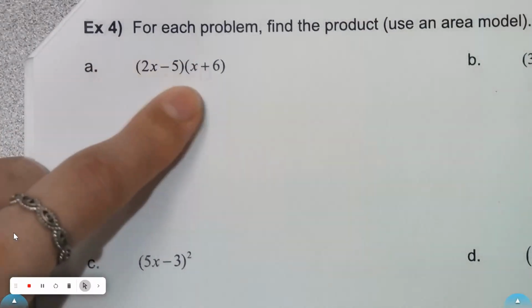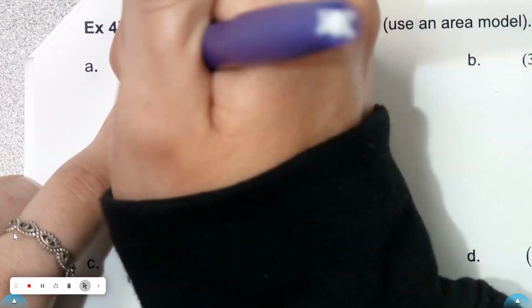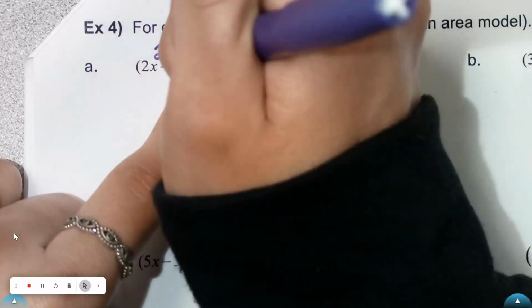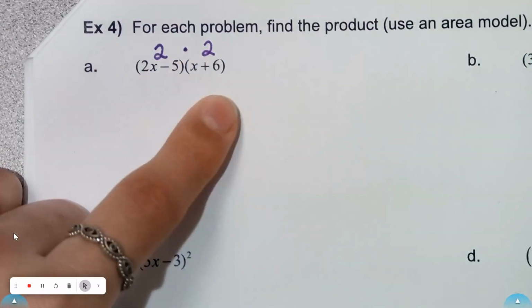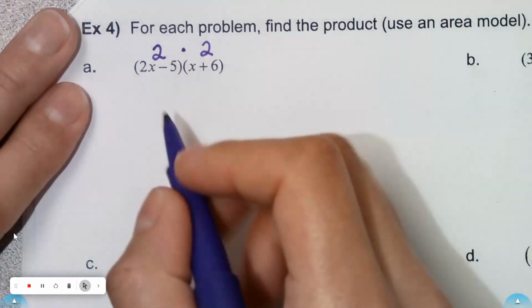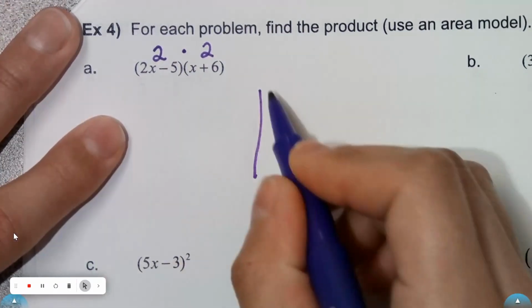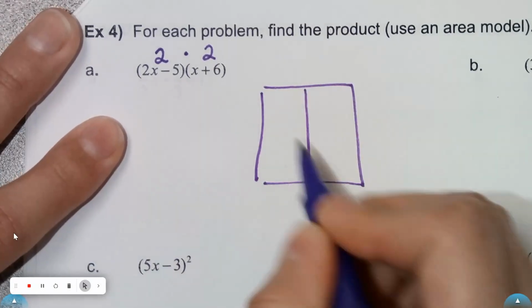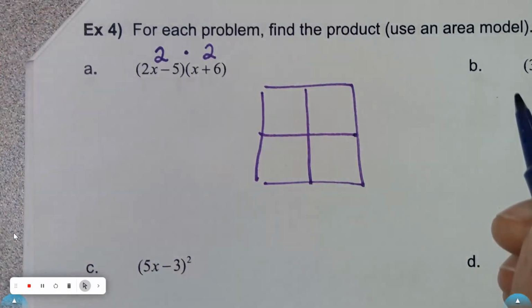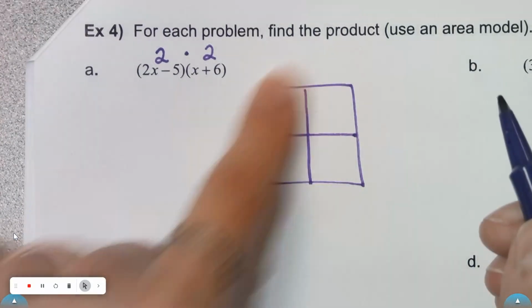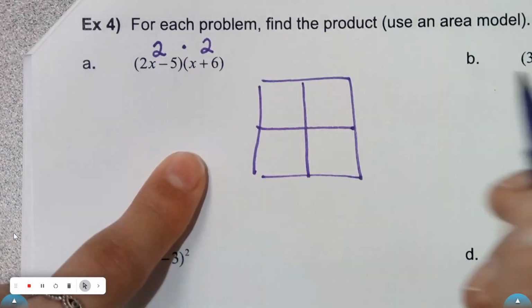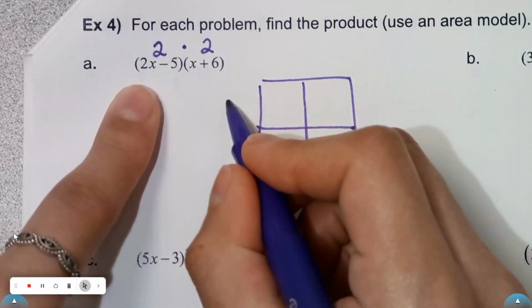think about how many things you have in your parentheses. So here I have 2, and here I have 2. So this is going to be a 2 by 2 box, so a square. So I'm going to draw my 2 by 2 box. One of your expressions will go on the top, and one of them can go on the side. It doesn't matter where you put them. So the first one I'll put on the side.